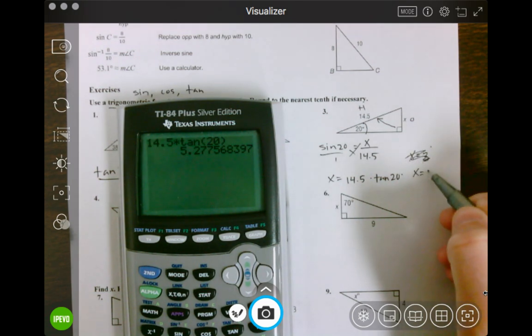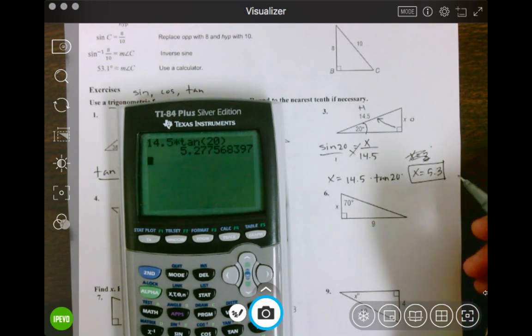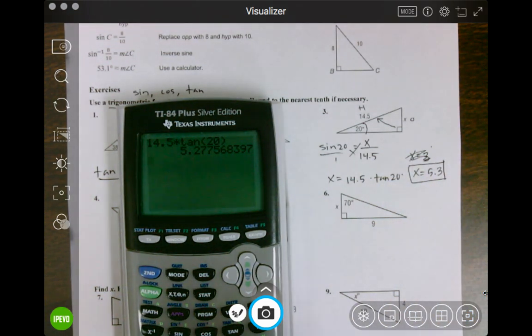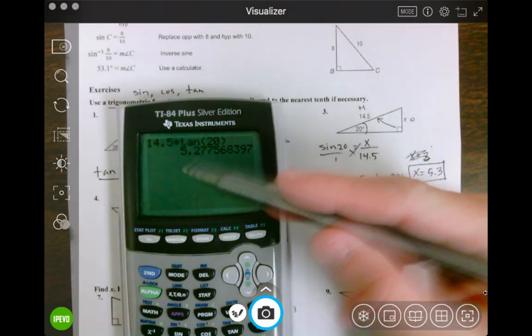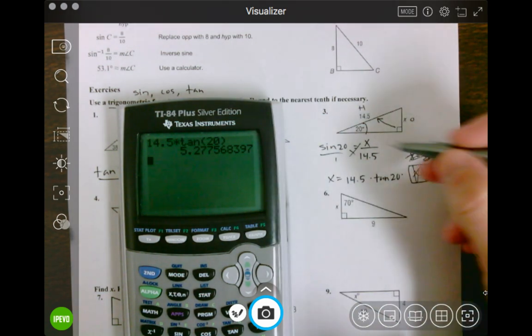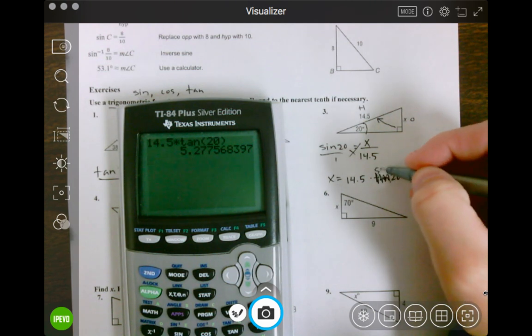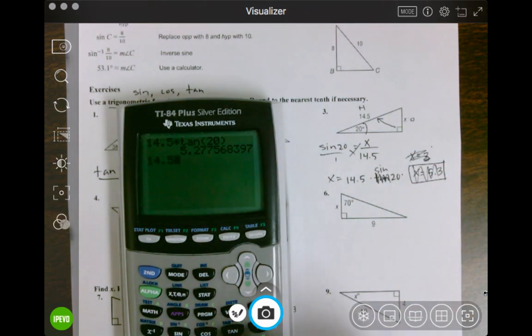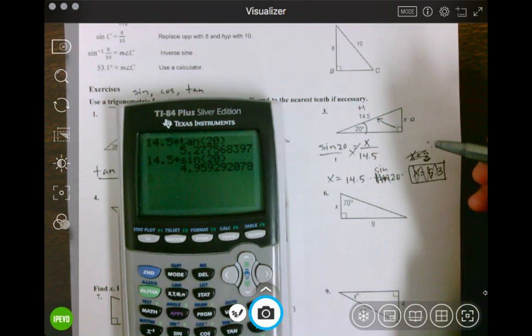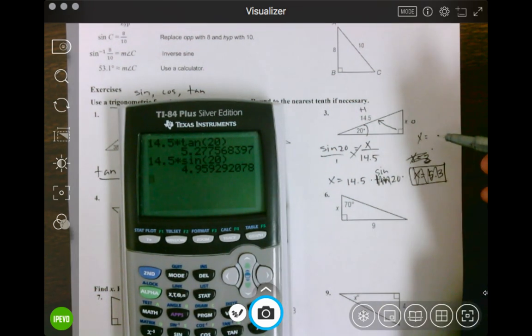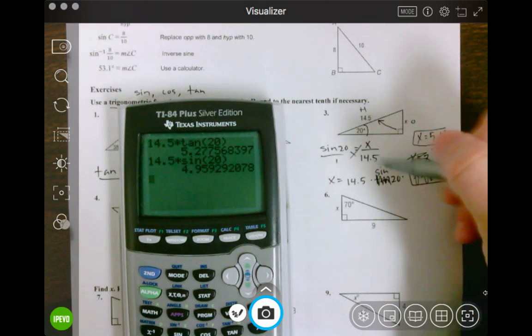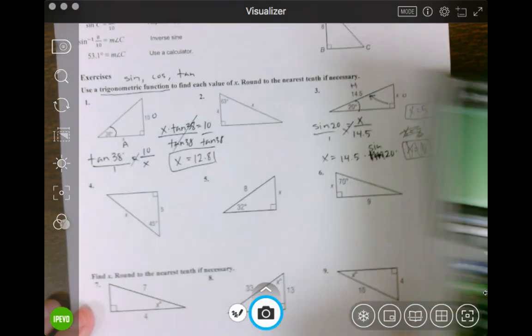Sorry. Oh, not tangent. That's why I'm looking at it funny. Sorry. How about sine? I have sine there. Sorry. Sine. 14.5 times sine of 20. My bad. So x would be 5.0. Sorry, I have it right here, and then I don't know why I did tangent.